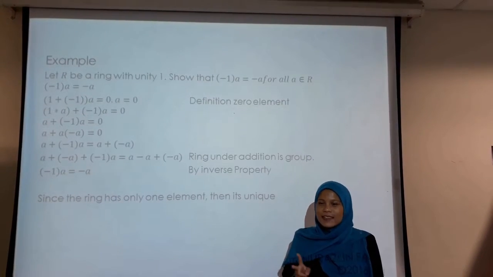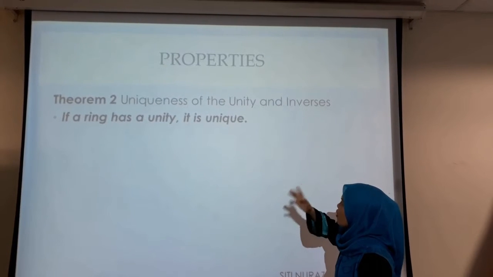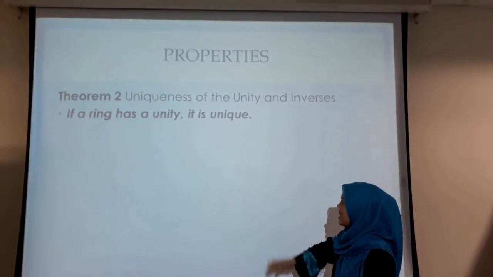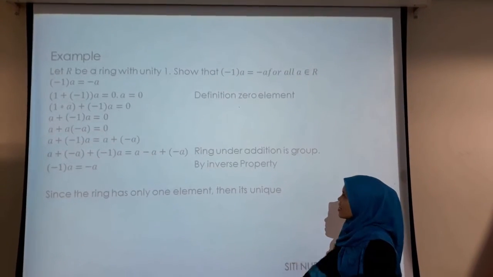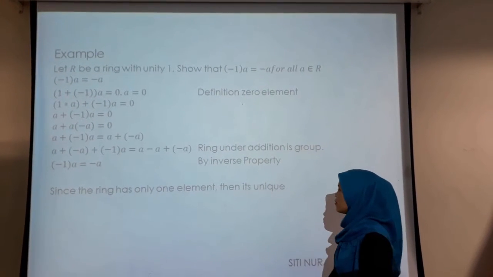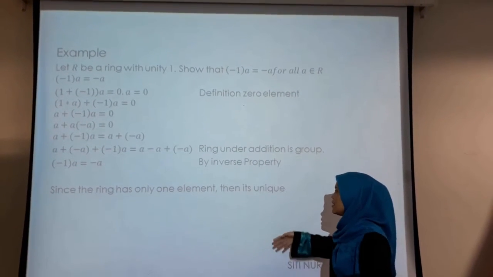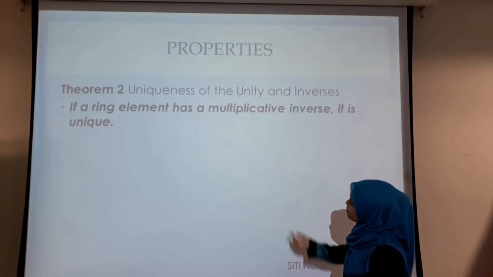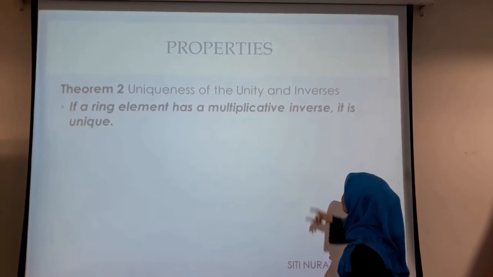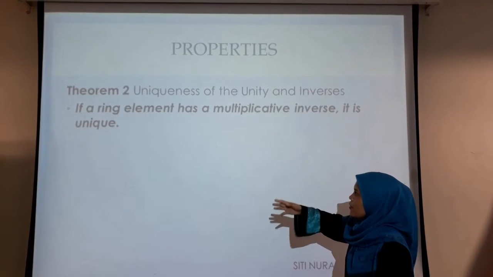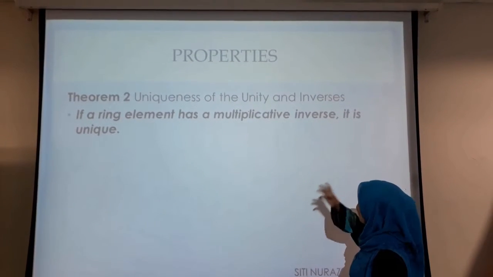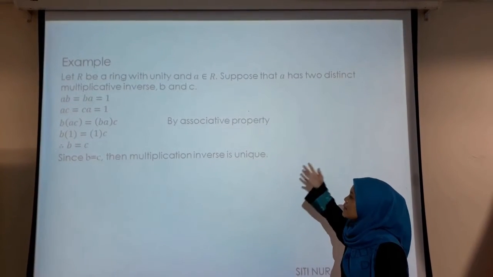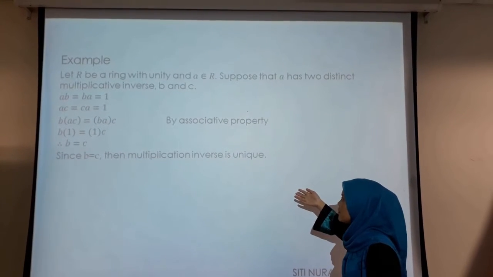The second property is the uniqueness of the unity and inverse. If a ring has a unity, it is unique. This is an example of how to prove that the element is unique. Also under uniqueness of the unity and inverses, if a ring element has a multiplicative inverse, it is unique. This is an example of how to prove that the multiplicative inverse is unique.